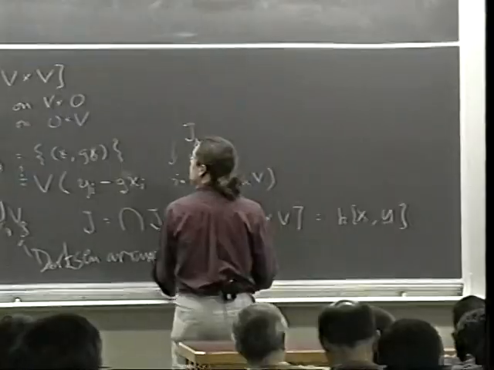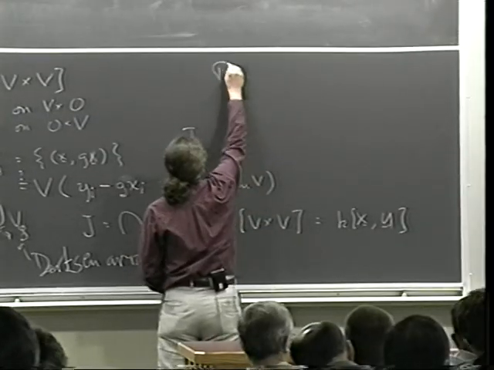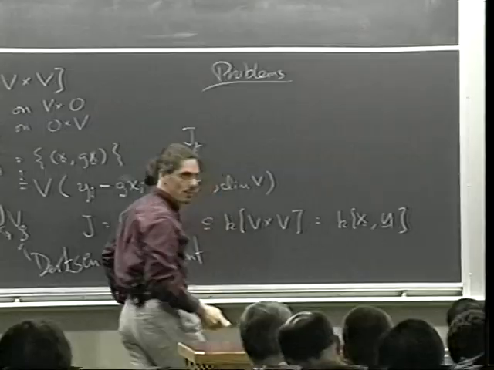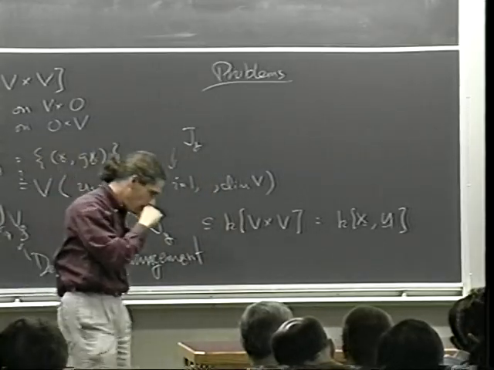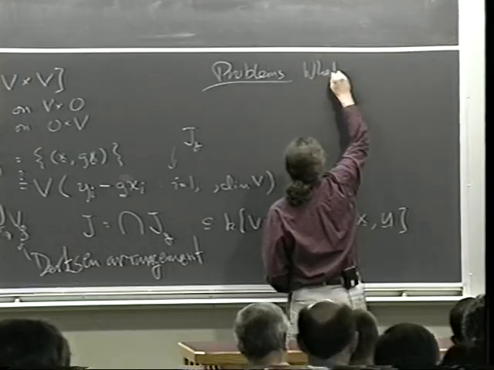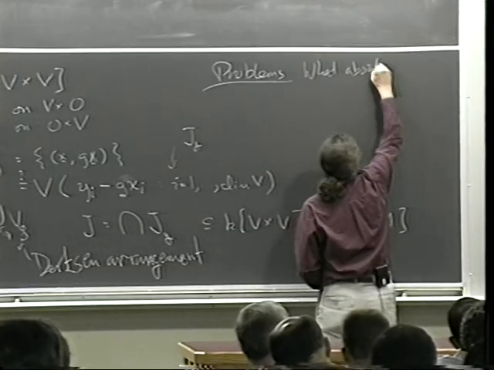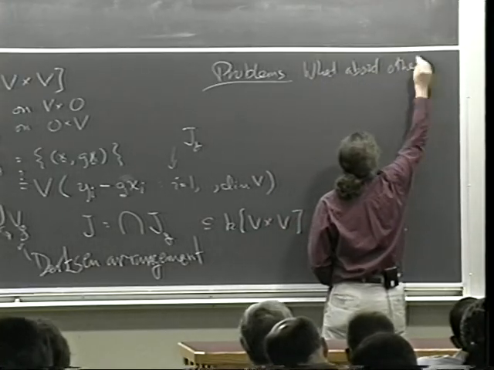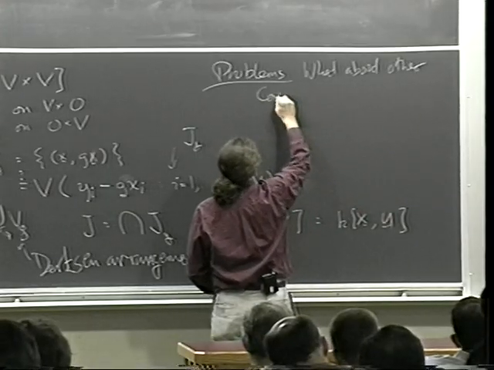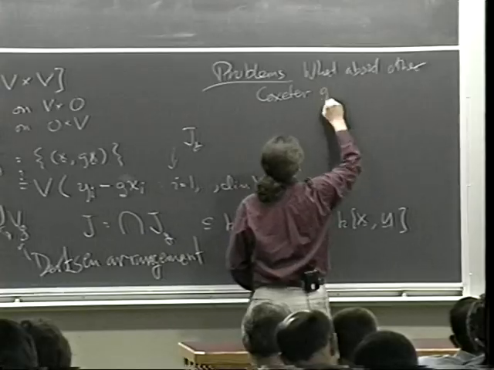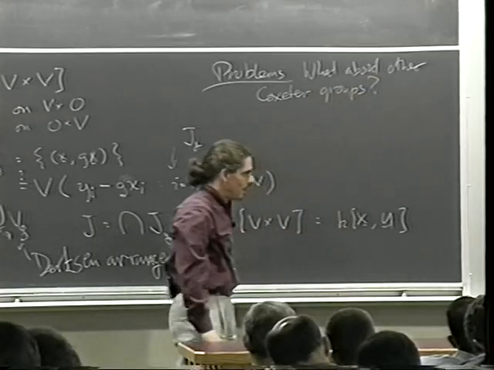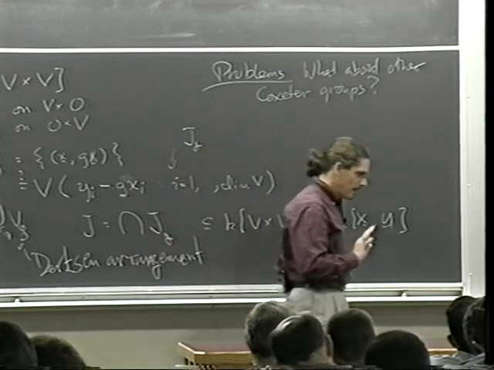So again, there are lots of open problems here, and let me just close by mentioning some of them. So you can ask, what about other groups? And here it seems quite reasonable that what you should be looking at is other Coxeter groups, or maybe other complex reflection groups. And there's an important thing here.